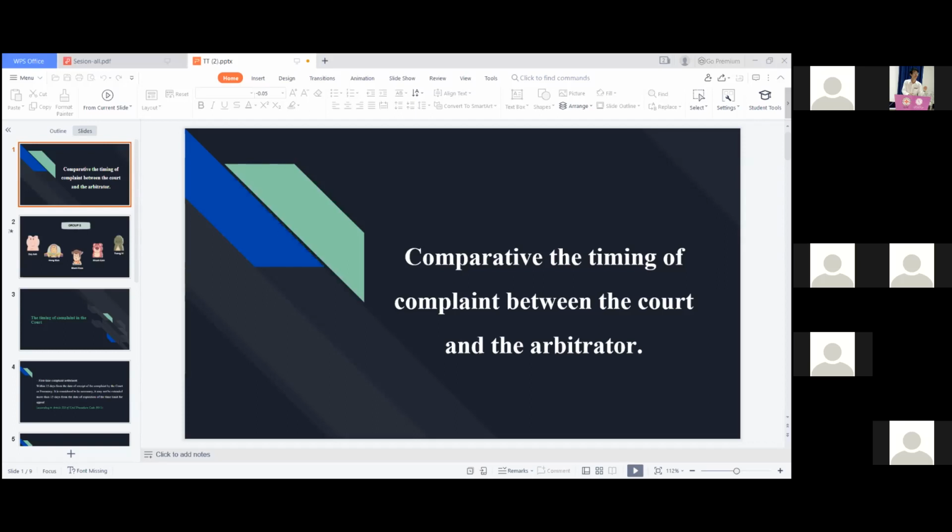Next will be the timing of complaint in arbitration. Different from the timing of complaint in the court, the complaint settled in arbitration has just one time.